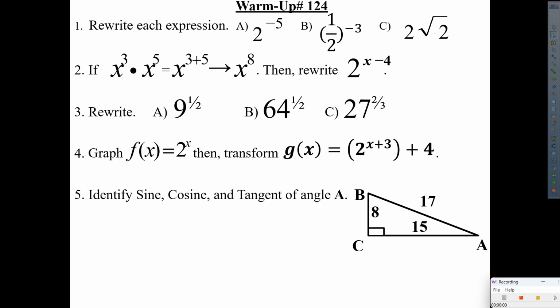Warm-up 124 is on the screen. That shouldn't take you long. I'll give you some time. Copy and go. All right, show your neighbor what you got for that warm-up really quick so we can get this show on the road. I'm still going to go over it just for the sake of time.